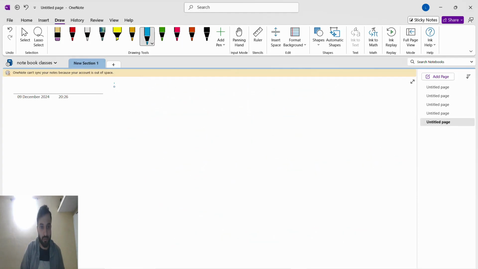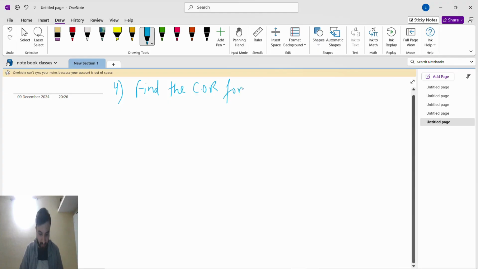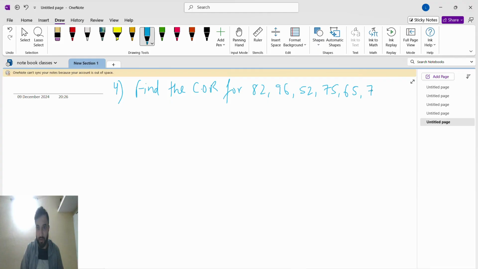Question number 4. Find the coefficient of range for the following observation: 82, 96, 52, 75, 65, 70, again 70, 50.